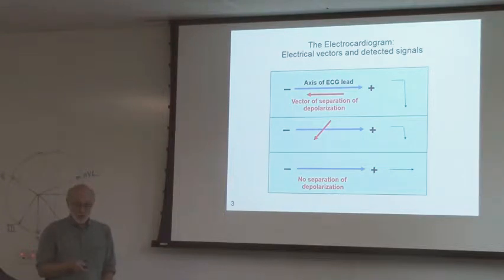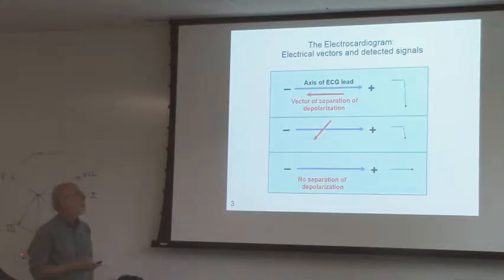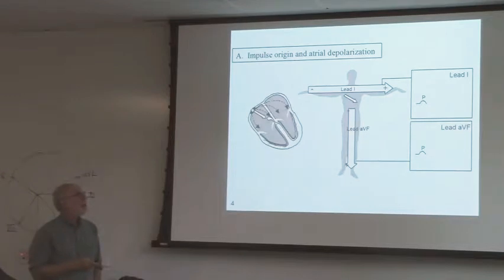But there's two ways to get no signal. You can get no signal, and by no signal, I mean no spread of depolarization. We'll see that again in a few minutes. Or you could have a signal, a very big signal, that was perpendicular to the lead, in which case the lead would be blind to that signal. So we're going to use this now to understand the electrocardiogram.